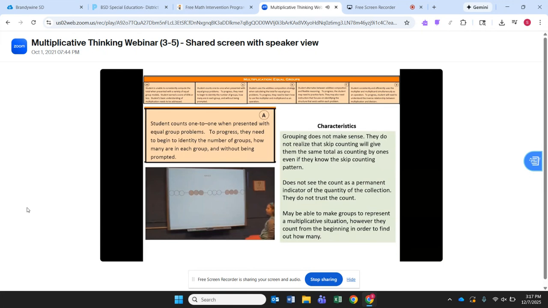And so for characteristics of students at level A, grouping does not make sense. They do not realize that skip counting will give them the same total as counting by ones, even if they know the skip counting pattern. Again, most kids can skip count by 2s, 5s, and 10s. And even when they were given ones that had 2s, 5s, or 10s, they still counted by ones.